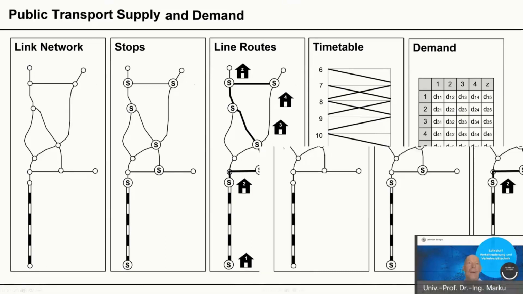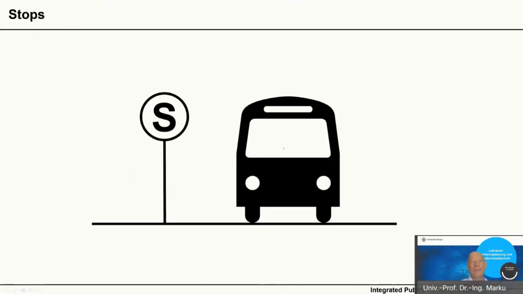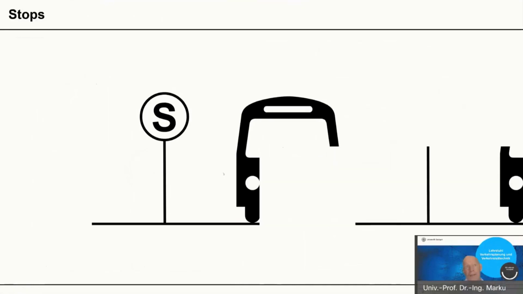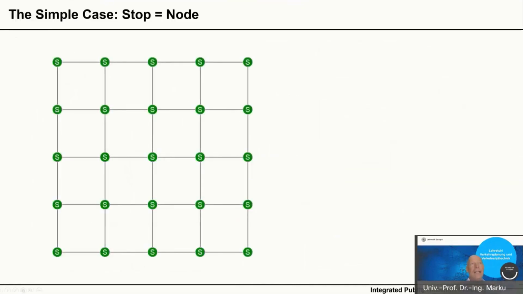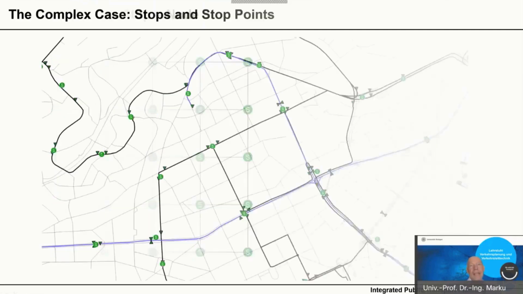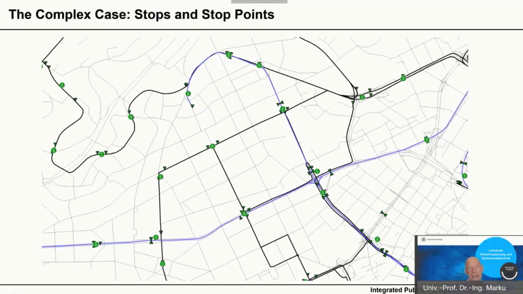And well, I'll start with stops. You all know what a public transport stop looks like, what it is. Now, in a simple case, we have the situation that every stop is equal to a node. And for the purpose of network optimization, that is a nice state. This is not a realistic state, but in our research, this is something we often assume because it makes things much easier. In real life, it may look like this.